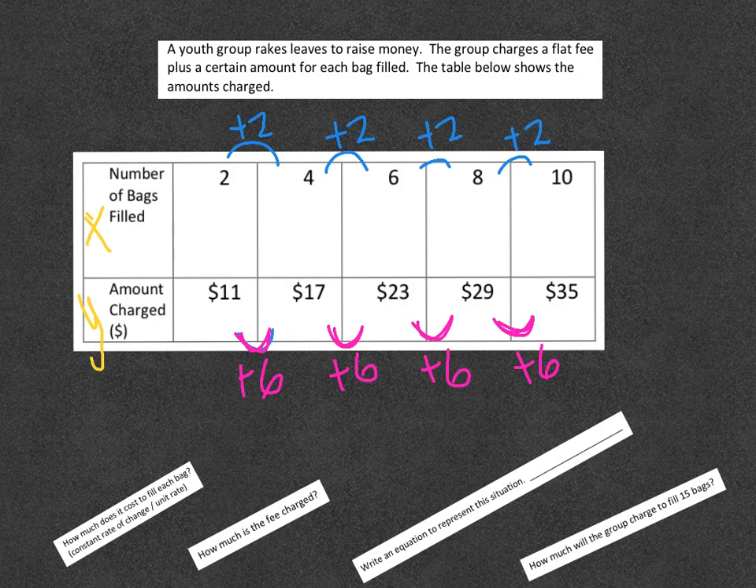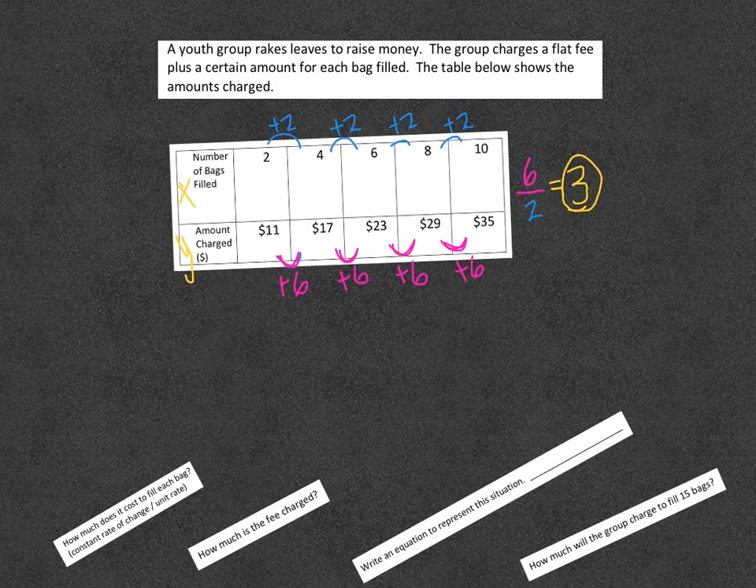Now, if you think back to an earlier slide, I was saying put these numbers together as a fraction, and the Y number on top, and the X number on bottom. So if I did $6 and I increased 2 bags, that's going to tell me that really one bag was worth $3. Okay? Now, I've got a couple questions down here to answer.